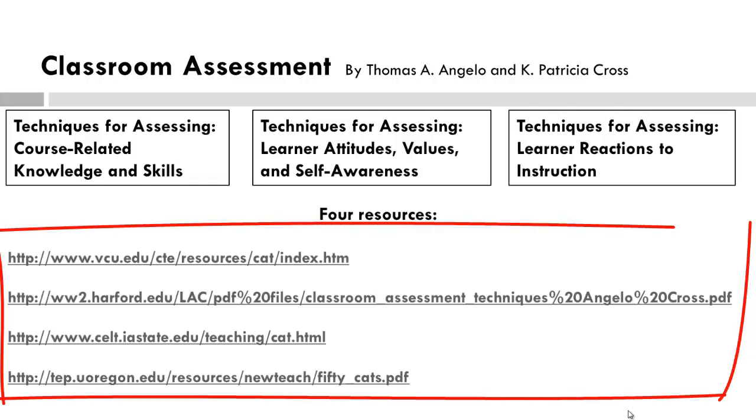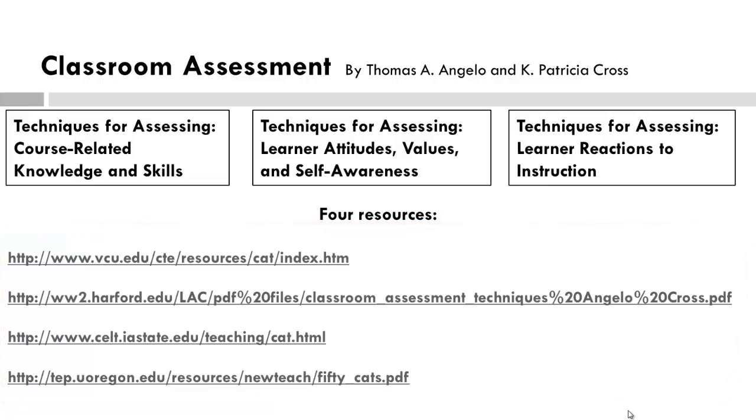Now, there are several web-based resources that have organized Angelo and Cross's work. The URLs before you provide the subcategories as organized by Angelo and Cross within their framework. Please ensure you read through the material as indicated here, which is also on the weekly readings list. They are identified here, but are detailed in the readings.